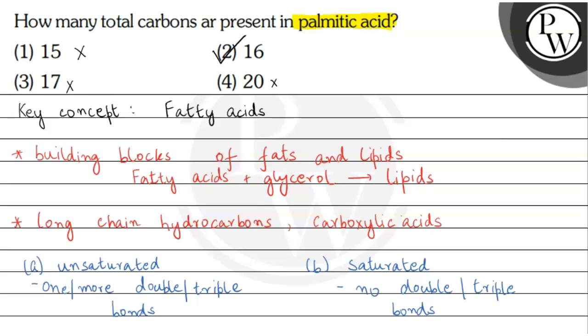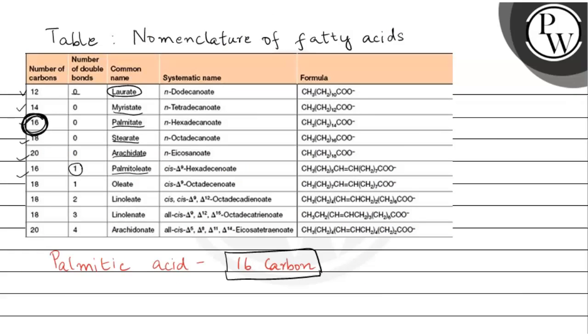Therefore, our final answer for this question is option 2, that is 16. That is, there are 16 carbon atoms present in palmitic acid. Hope you understood it well.